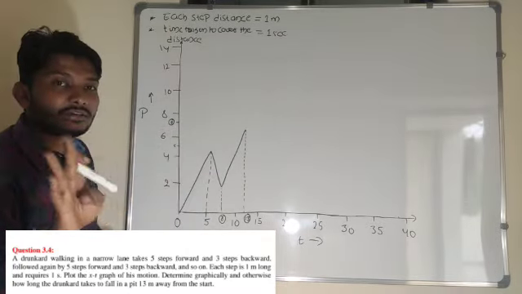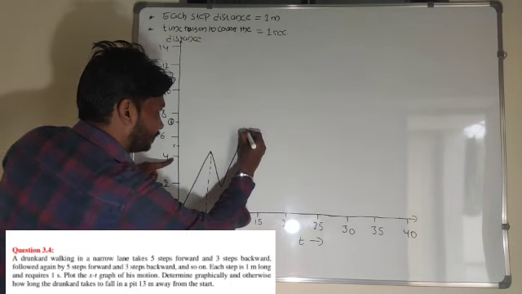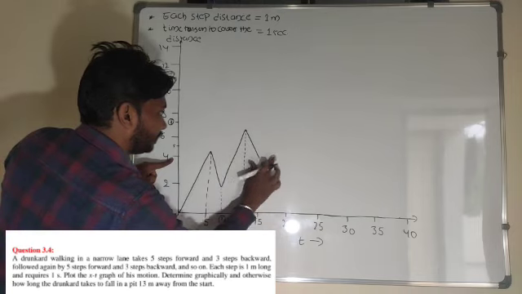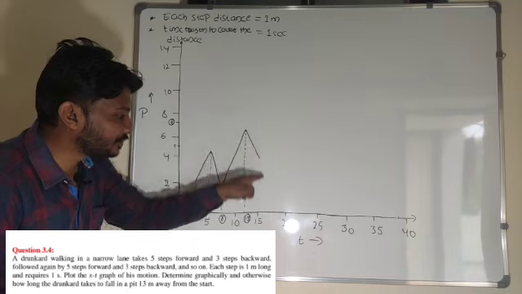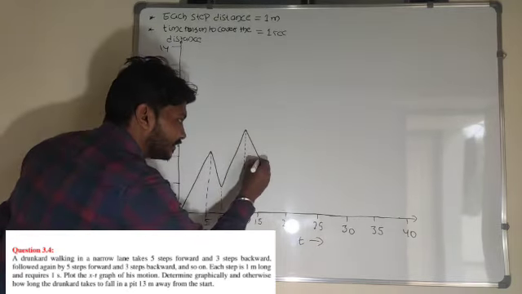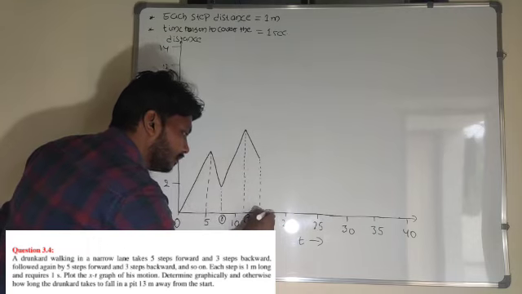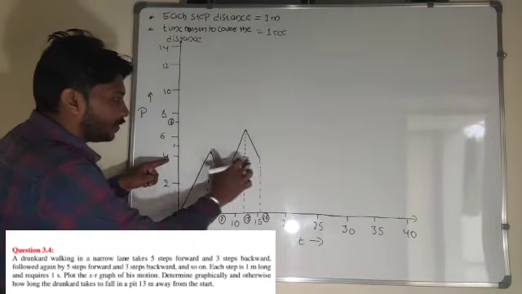So 7 minus 3, that is 4 meter. So look at here, along y-axis 4 meter here. For traveling that 3 steps backward, how much time will he take? So 13 plus 3, that is 16 here. He took the time 16 seconds. Again, he is at 4 meter distance.